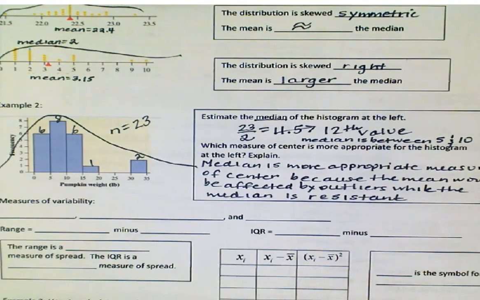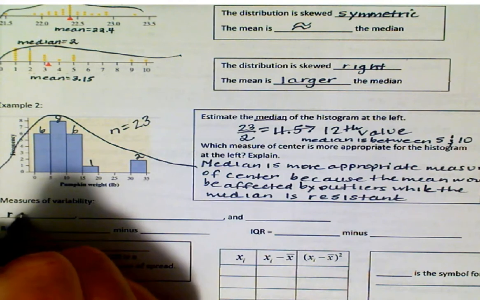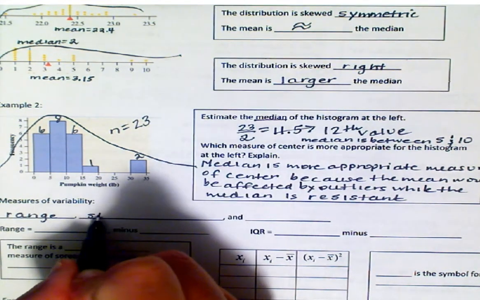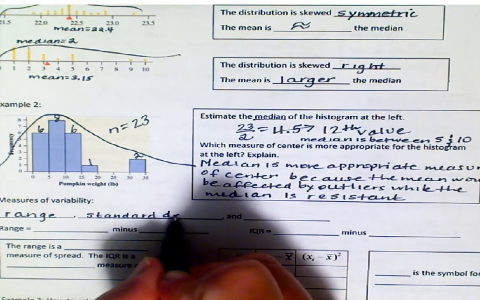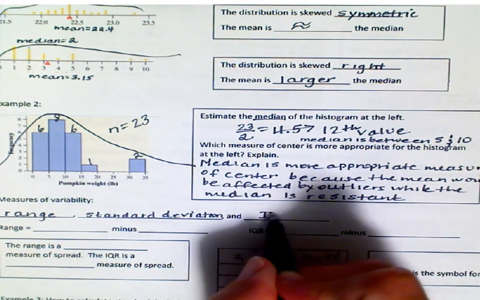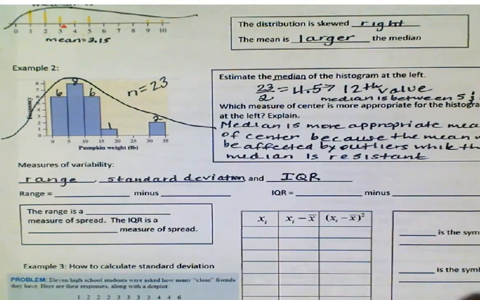All right, now, so we talked about the measures of center, mean and median. Now we're going to talk of the measures of variability. So the 3 measures of variability we're going to talk about are the range, the standard deviation, and some of this is going to carry over to part 2 as well. The IQR, okay, interquartile range. Some of you guys might remember that from an earlier math course, interquartile range. So we're going to talk about that.